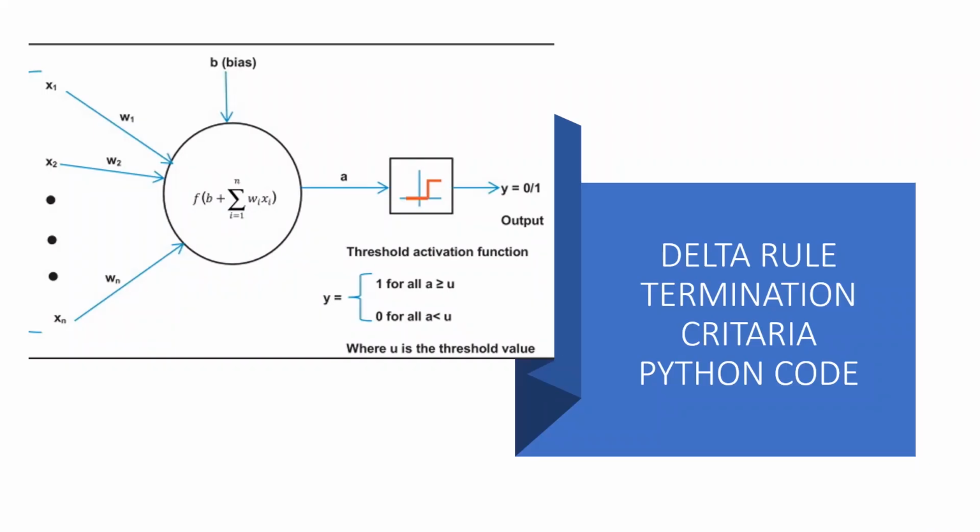We will start this video with a review of perceptron architecture and explain the training procedure, called the delta rule. We will also look at the termination criteria of the network, when the perceptron should stop. And finally, we will implement the perceptron code in Python.